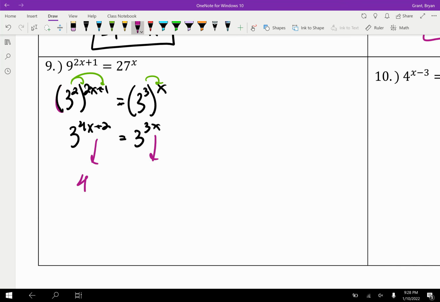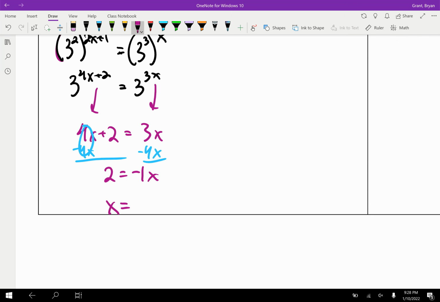All right, exponents. 4x plus 2 equals 3x. We'll subtract that 4x from each side. Gives us 2 equals negative 1x, or 2 equals negative x, which means x equals negative 2.